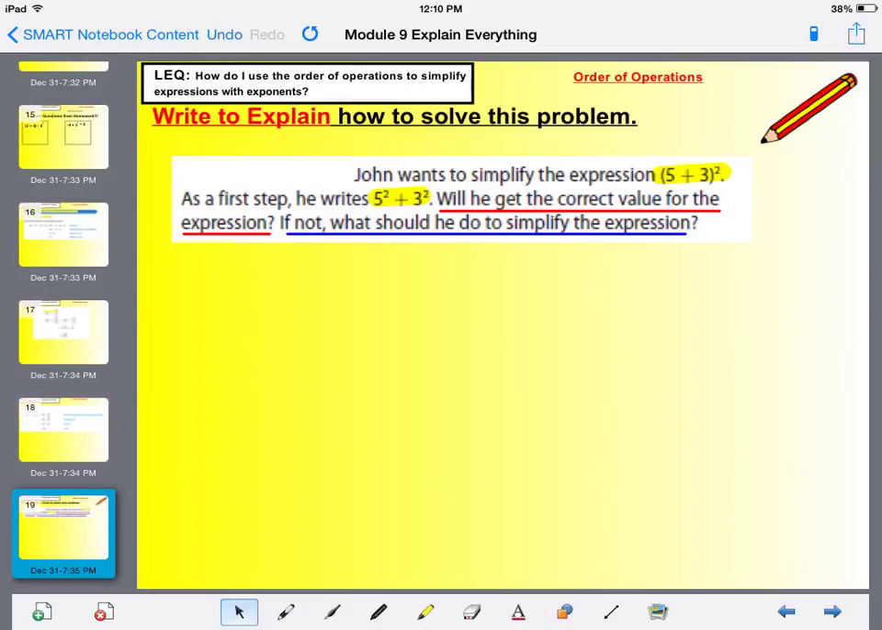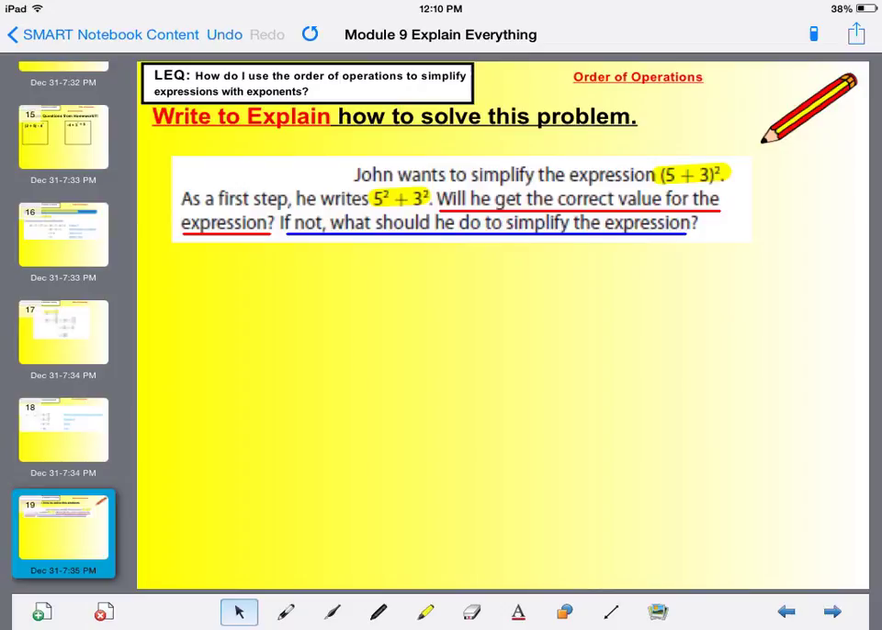This is a really interesting problem that we want to discuss. So in this example, John wants to simplify the numerical expression 5 plus 3 squared. And what he does is he rewrites 5 plus 3 squared as 5 squared plus 3 squared. Is he going to get the correct value for the expression? If not, what should he do to simplify the expression?